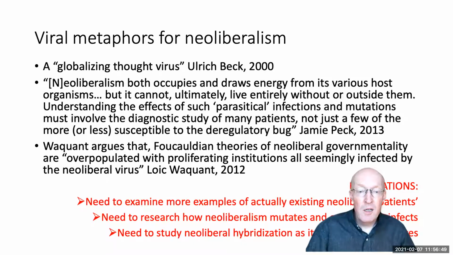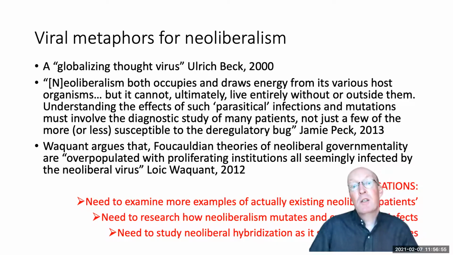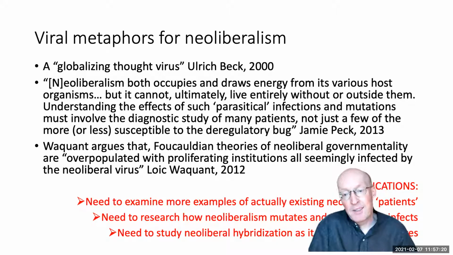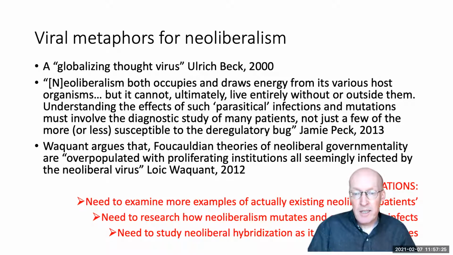In a more complaining article in 2012, Loic Wacquant complained that Foucauldian theories of neoliberal governmentality are, quote, overpopulated with proliferating institutions, all seemingly infected by the neoliberal virus. In that sense, Wacquant was using the metaphor of neoliberalism as a virus to complain that his fellow social theorists and sociologists in particular were seeing it everywhere in a somewhat paranoid way, as one might see a pandemic everywhere in a fairly paranoid way.